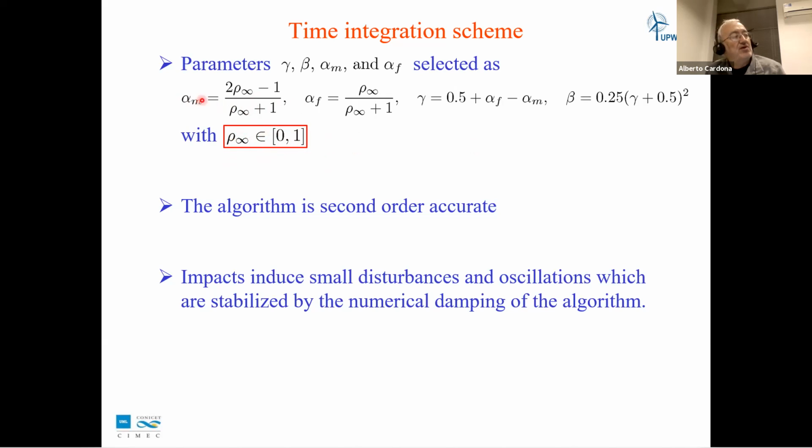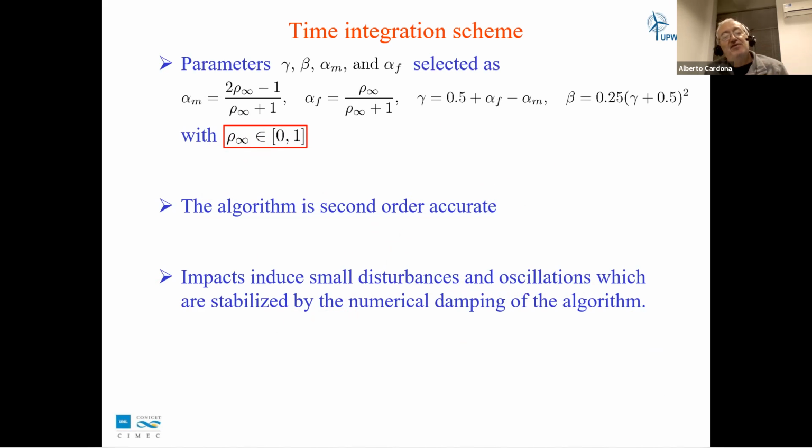So if we select these four parameters in this way, we can keep the second order accuracy and control the dissipation of the algorithm. This dissipation will play a role when there are numerical oscillations, and for many reasons, these numerical oscillations can be excited. In this case, the way to control them is to go to very low values, eventually 0, with this parameter. So that's all for the theory of the mechanical part.